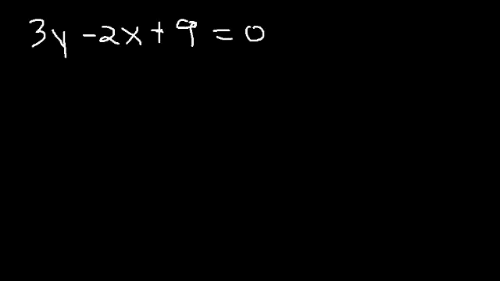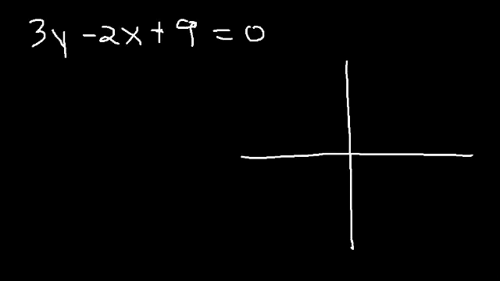Now, what if you get an example that looks like this? 3y minus 2x plus 9 is equal to 0. What would you do to graph this linear equation? So take a minute and try to solve it. So you have two options. You can put it in standard form, or you can put it in slope-intercept form. I'm going to modify it and put it in slope-intercept form.